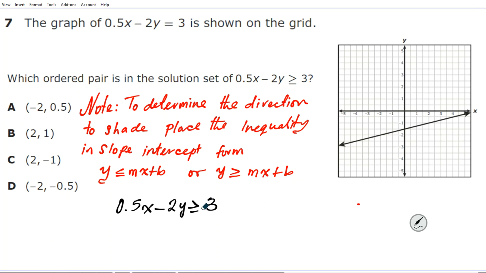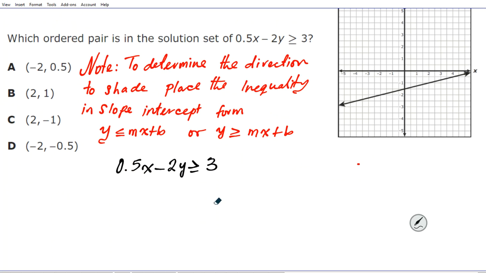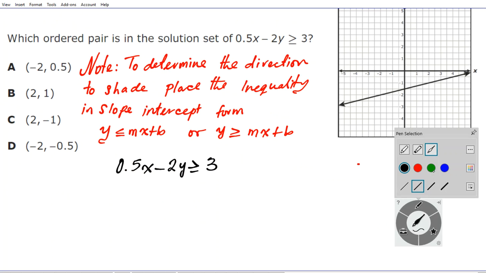In order to determine that, all we have to do is get y by itself, and then we'll see which points fall into the feasible region. To do that, we will subtract 0.5x from both sides. That leaves us with negative 2y is greater than or equal to negative 0.5x plus 3. And then divide every single term by negative 2.